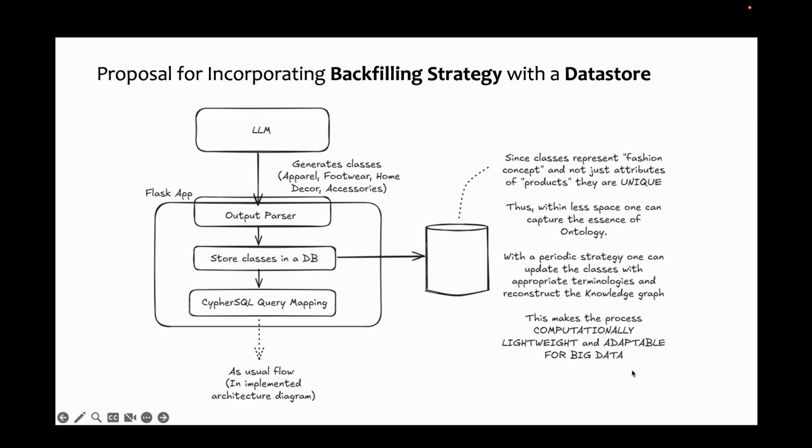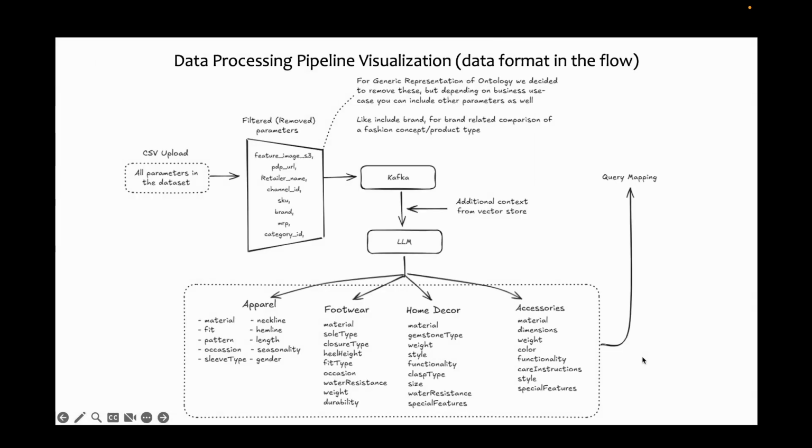Also, this makes it adaptable for big data as well, rather than using knowledge graph embeddings and reconstructing everything, which is kind of not good for consistency. And this is the exhaustive pipeline. You can definitely go through this.